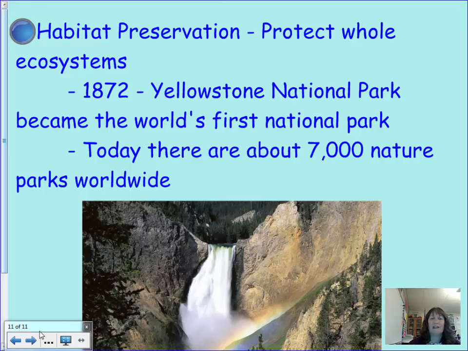And one of the other things we do is habitat preservation. That's where we're protecting a whole ecosystem. The United States was the first to have an actual park that we set aside just for wildlife, and that was in 1872. Yellowstone National Park became the world's first national park. And today there are about 7,000 nature parks worldwide. So the whole world has started making parks and setting that land aside for wildlife.